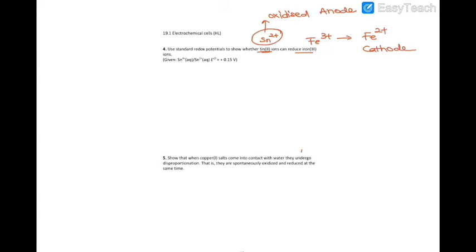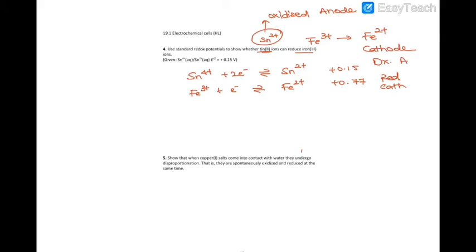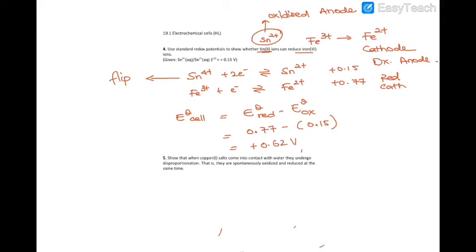So I'm going to look in the data booklet, look for the equations. So these are the two equations. This one should be the reduction reaction at the cathode, and this one should be the oxidation reaction at the anode, which means that this equation will flip. Now let's see whether the reduction reaction is possible. So we'll find the overall cell potential. Reduction minus oxidation, so that's going to be positive 0.62 volts. Shows that it is possible.